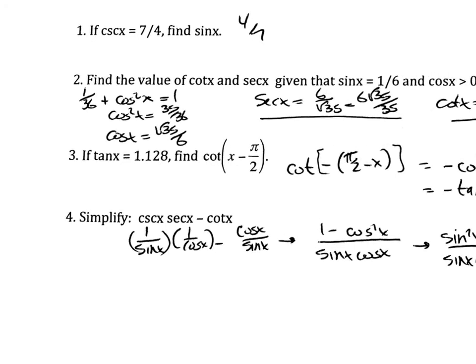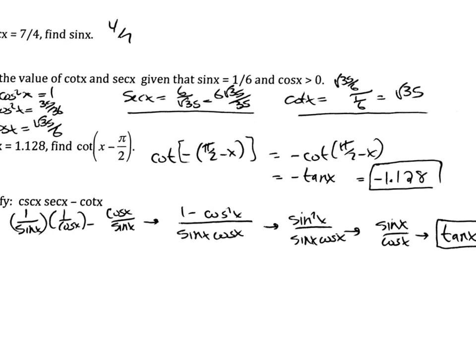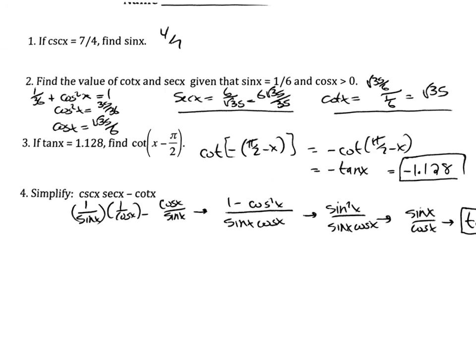On number three, don't forget number 3 here that we did the other day, it gives you tangent, what the value is, and gives you cotangent of x minus pi over 2. You really need it to be pi over 2 minus x. So what I did is I factored a negative out. Now, because it's not cosine, I have to put the negative in the front. That's what I did next, put the negative in the front right there. And once you put the negative in the front, cotangent of pi over 2 minus x is tangent. So it's really negative tangent, or the opposite of tangent. And since tangent was 1.128, the opposite of that is negative 1.128.